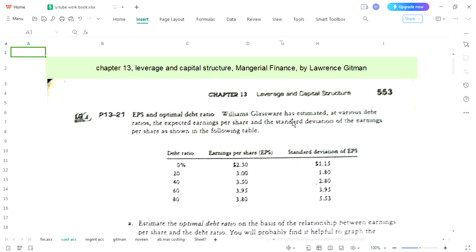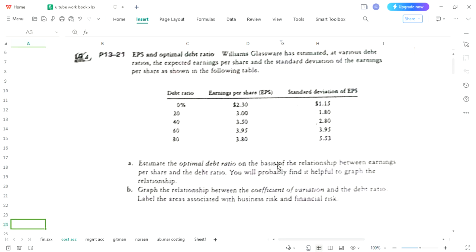Here the question starts: various debt ratios and expected earnings per share, EPS, and standard deviation are given in the following. And what is our requirement? Estimate an optimal debt ratio on the basis of the relationship between earnings per share and debt ratio. They have asked for the optimal relationship. But what is said next in the requirement is: you will probably find it helpful to graph the relationship.